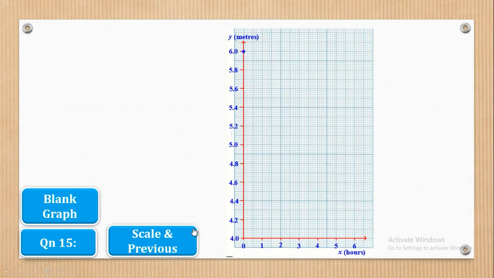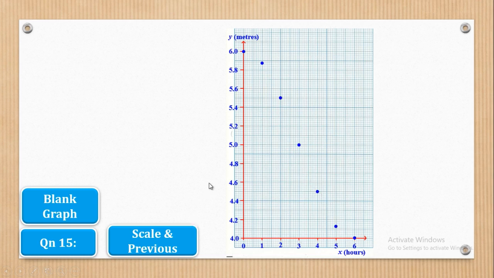Let us start. So these are the points. So I plotted all of them. When x is 0, y is that. When x is 1, y is that. When x is 2, y is that. When x is 3, y is that. When x is 4, y is that. When x is 5, y is that.